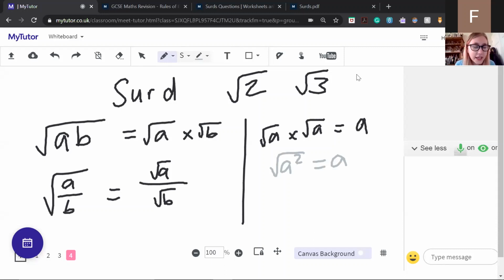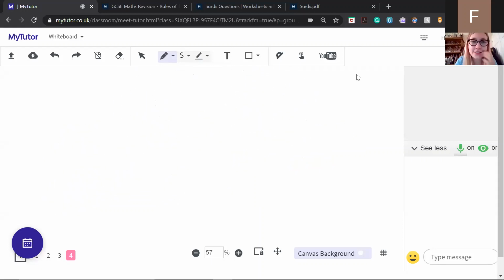I think these are all the rules that you're going to need. Goodness knows I'll probably come across one. And just a quick note about working with surds.